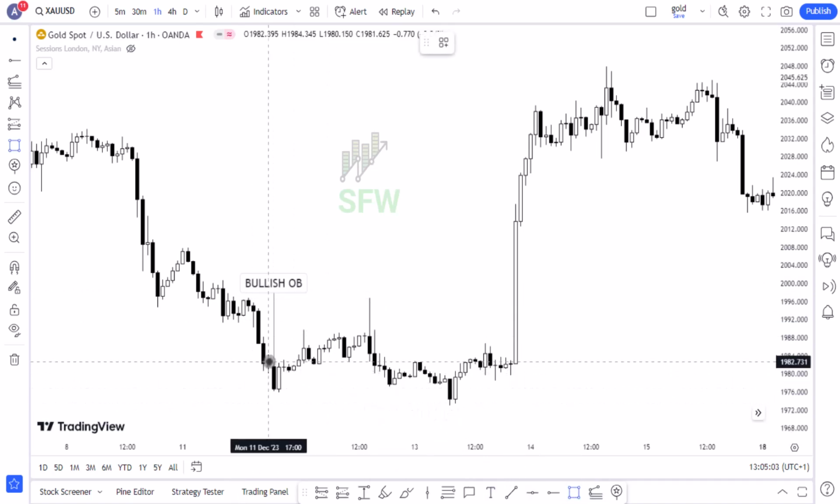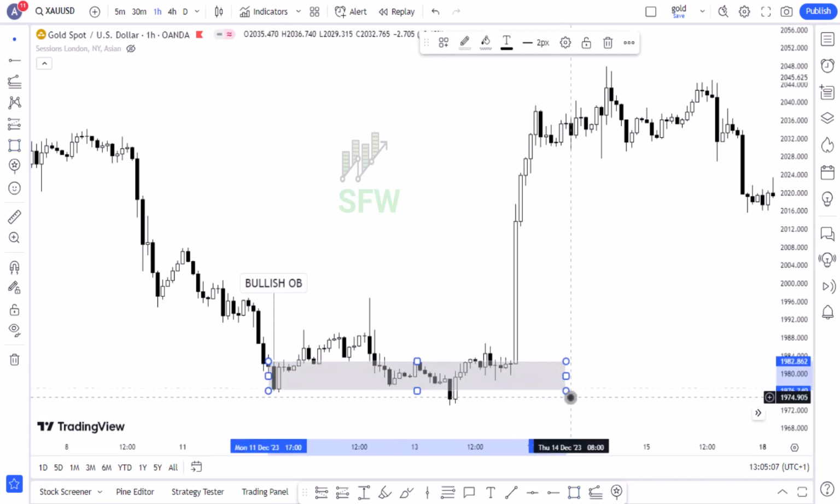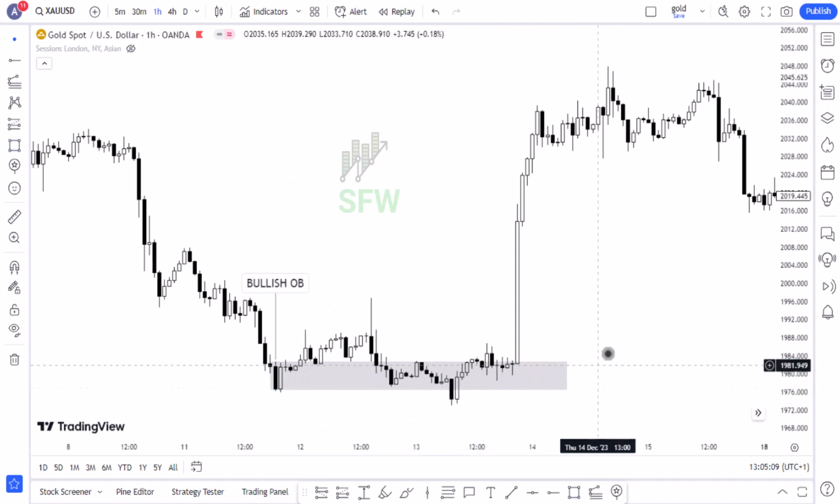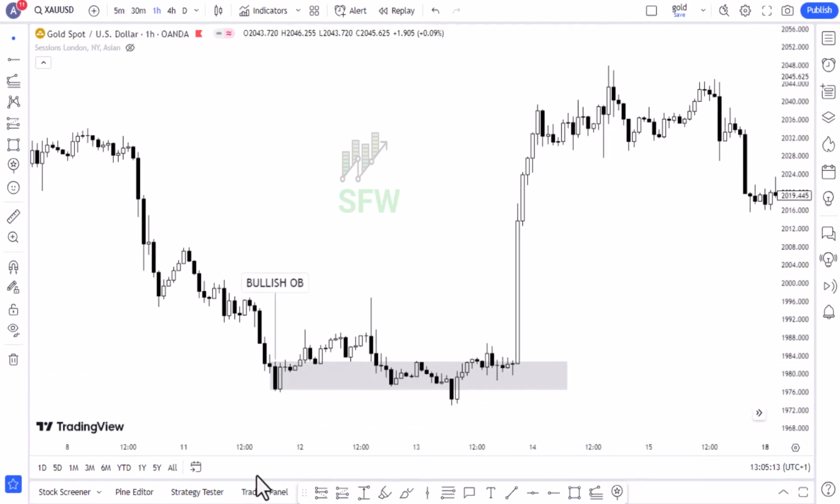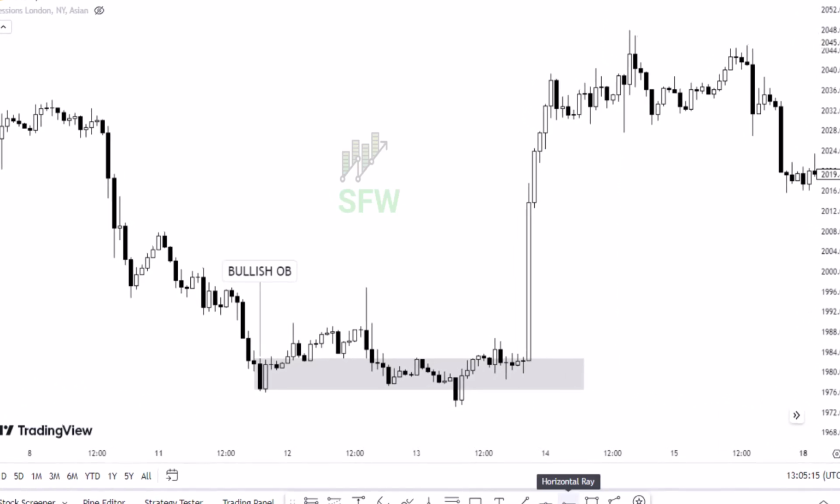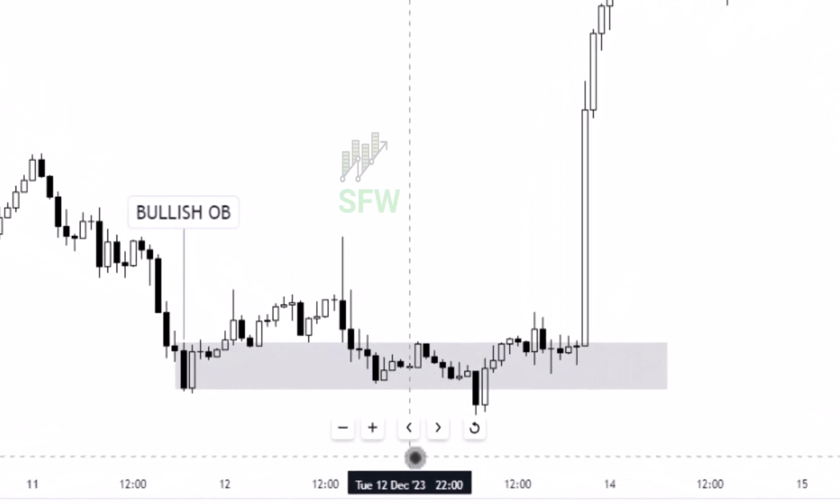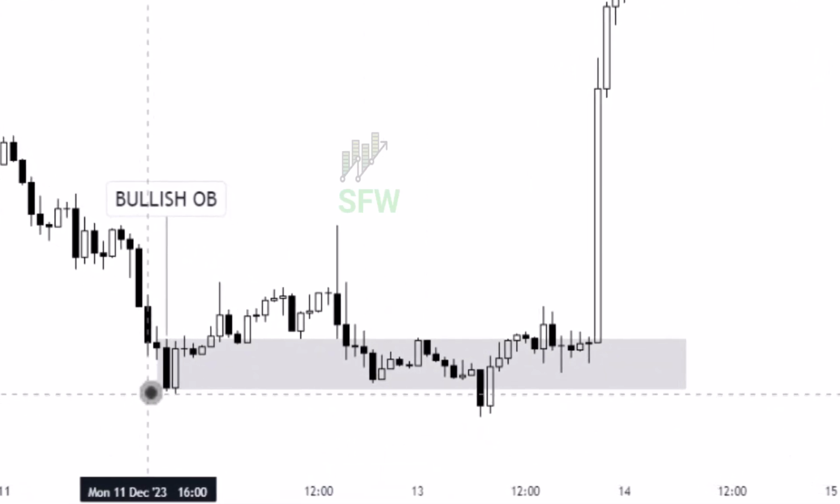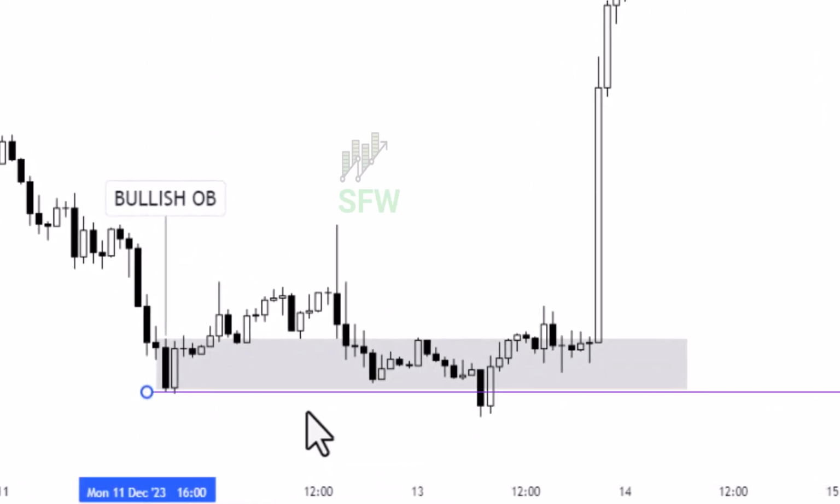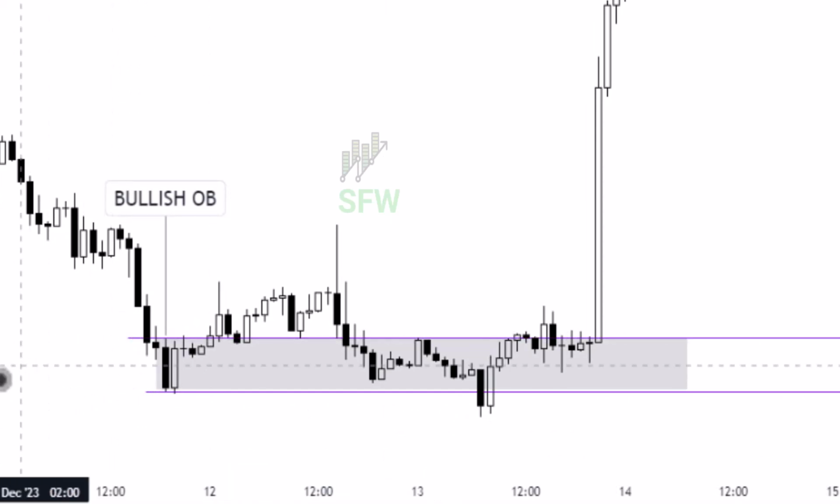So if we highlight this candle and extend it all the way to the right-hand side, that's our bullish order block. Next, you want to highlight both the low and the high of that order block. This is the low and that's the high of that order block. What are we going to do next?